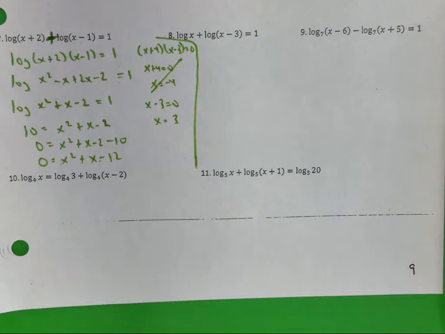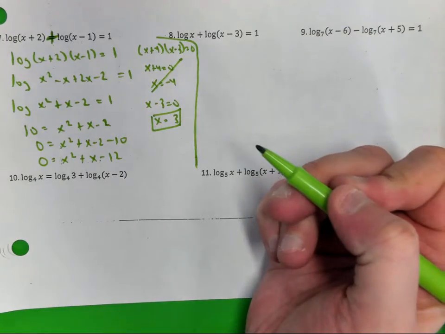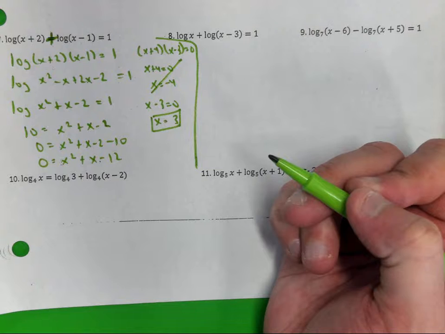Plug 3 in. 3 plus 2 gives me 5. That's fine. 3 minus 1 gives me 2. Is that okay? Yes. You said, Mr. Fisher, what if both of them do not work? Then it's no solution. But here your only answer is 3. Okay?